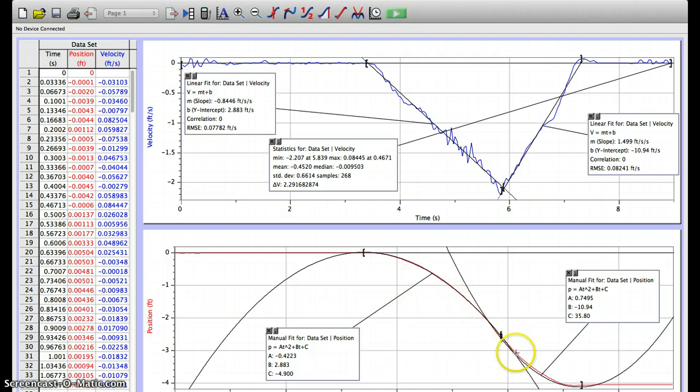For this second curve, when the mousetrap is slowing down, once again we divided our slope by 2. So 1.499 divided by 2 gives us our A value of 0.7495. Our B value, same as the y-intercept, is negative 10.94. And our C value is 35.80.